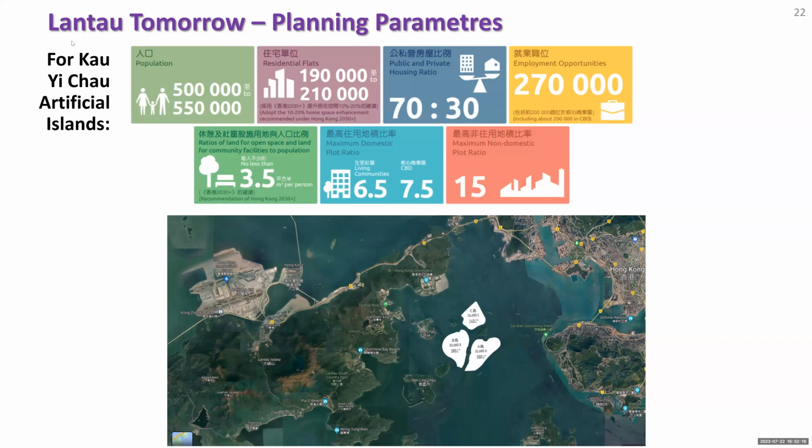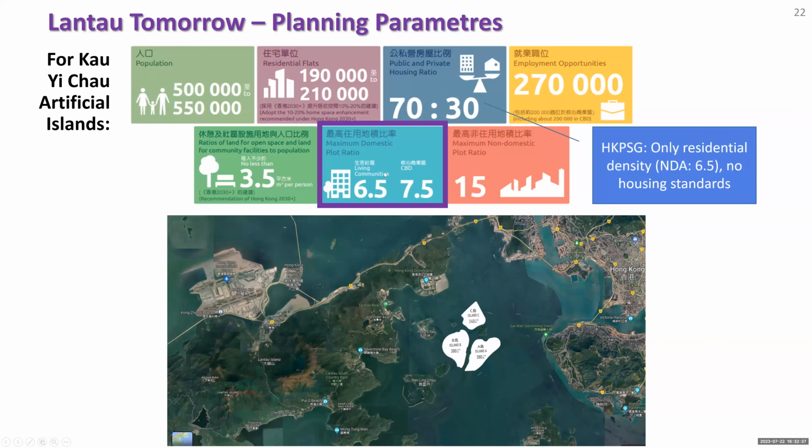Anyway, if we look at the planning parameters, as I've said, this 1,000 hectares will accommodate about 500,000 or a little bit more of the population. So these are the residential units and public-private housing ratio. We can actually see that 6.5, because it's a new development area, it automatically gets a 6.5, and for the CBD it is 7.5 as well.